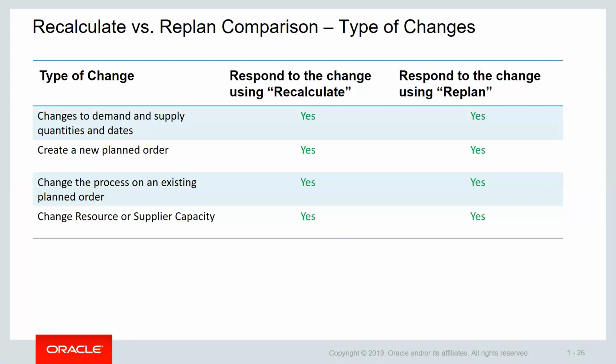On the other hand, there are some changes that the recalculate function does not respond to, and in those cases, you need to use the run plan function. For example, changing item structure, item supplier, or work definition attributes.